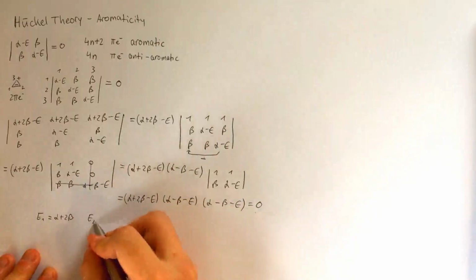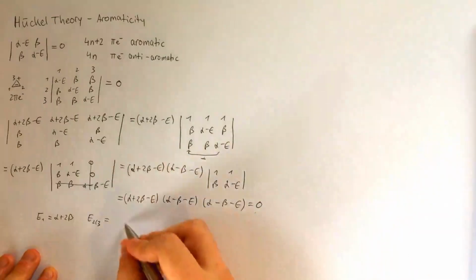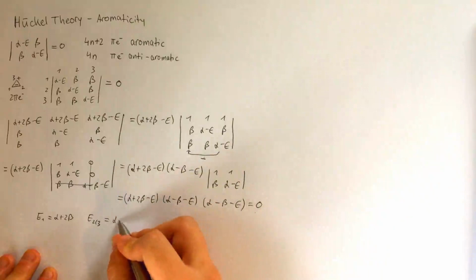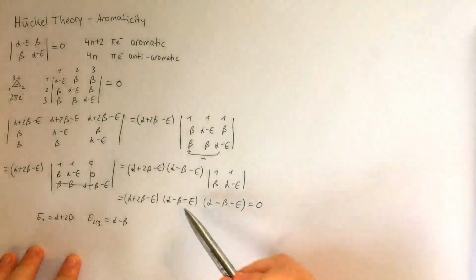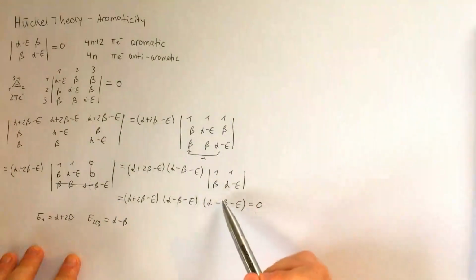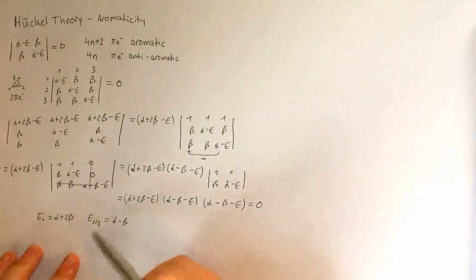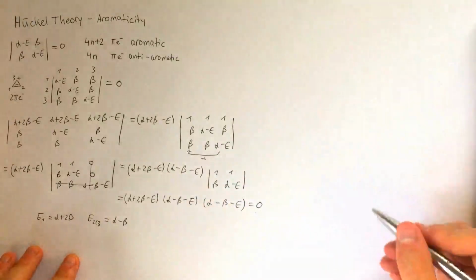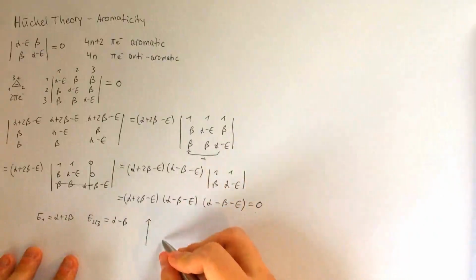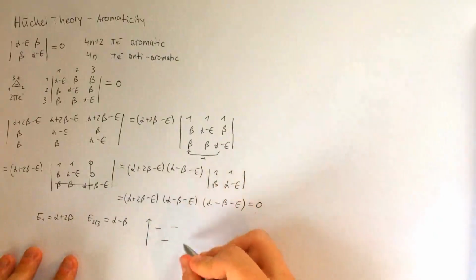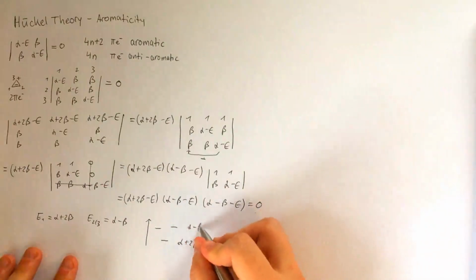And similarly, for these two, we find that it's 0 if E is equal to alpha minus beta. And we also notice that this is the same energy. That means we have one degenerate solution. So with this, we know the energies and how many energy levels there are. So if I draw an energy level diagram, it will look like this. Alpha plus 2 beta, alpha minus beta.